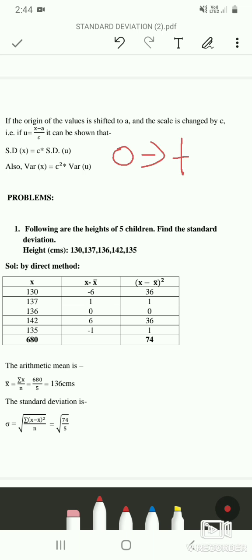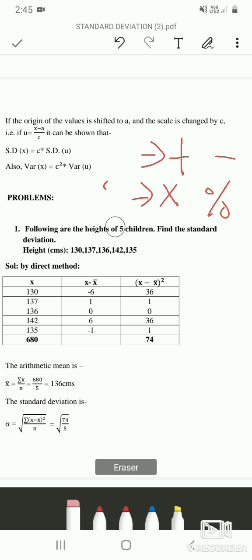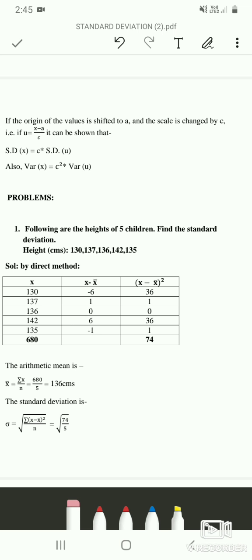But as of now, just understand that change in origin means you are either adding or subtracting a constant value from each value in a given set of data, and change in scale means you are either multiplying or dividing each value of the given data by a constant. So that is known as change in origin or change in scale.